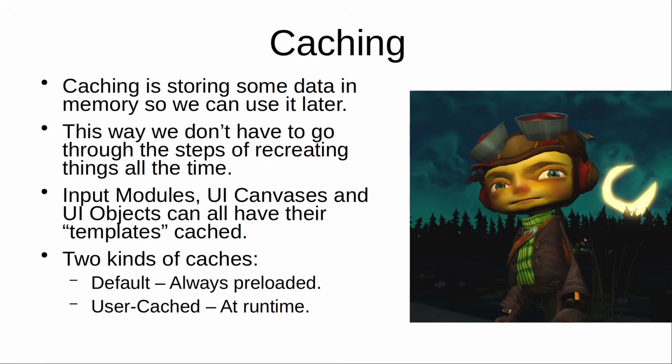There's two kinds of caches in my model. There's the default, which are always preloaded at the beginning of the game, and they're always going to be checked. So things like really important inputs, like menu input. Menu input is probably going to be the same for almost every single kind of menu you're going to see on the screen. So we're going to want to preload that because it's going to be in memory at all times, and we can just use it whenever we need.